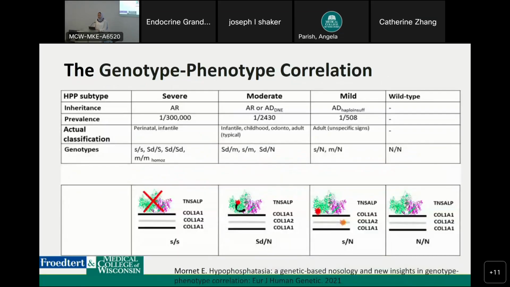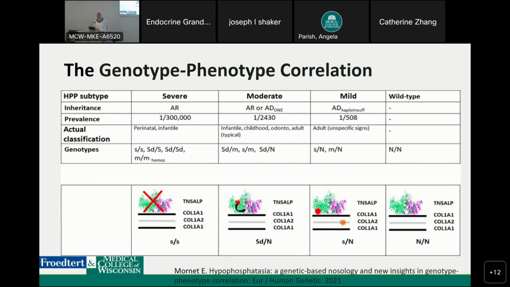So there is a huge spectrum of phenotypic features of hypophosphatasia, and that is noted to be secondary to the different concentration of tissue non-specific alkaline phosphatase present. For example, in the severe form, there is defective formation of alkaline phosphatase in the tissue, so the alkaline phosphatase is almost absent.